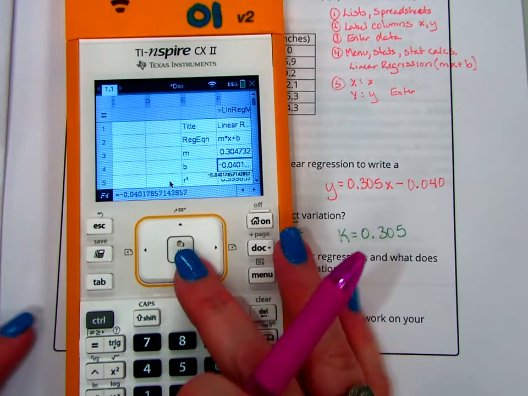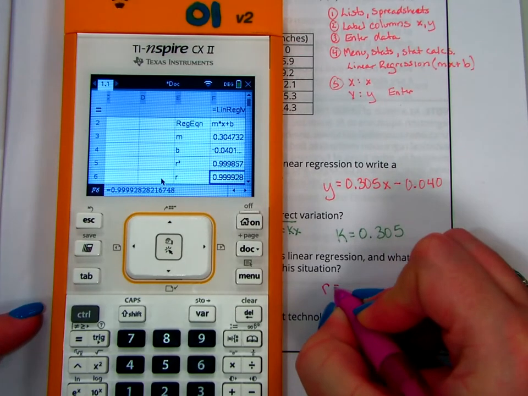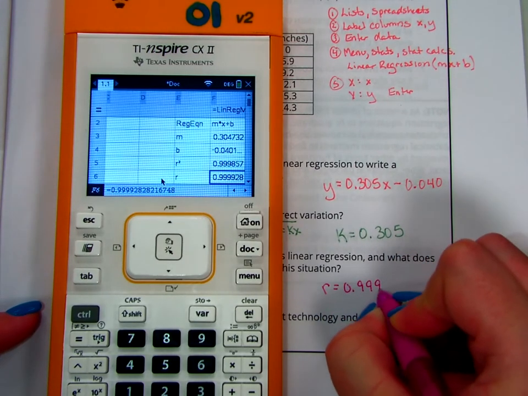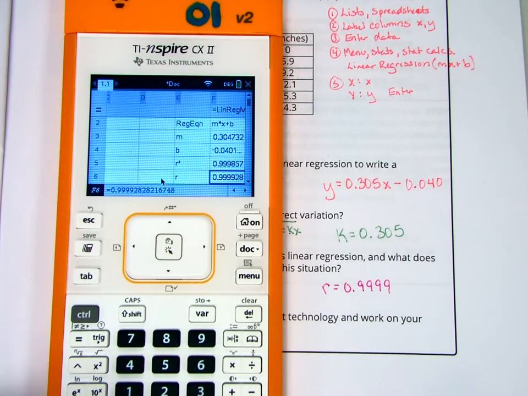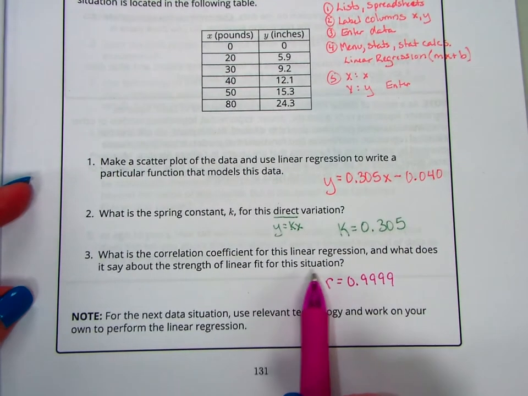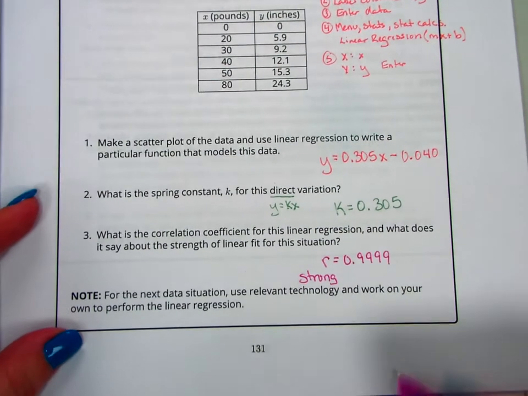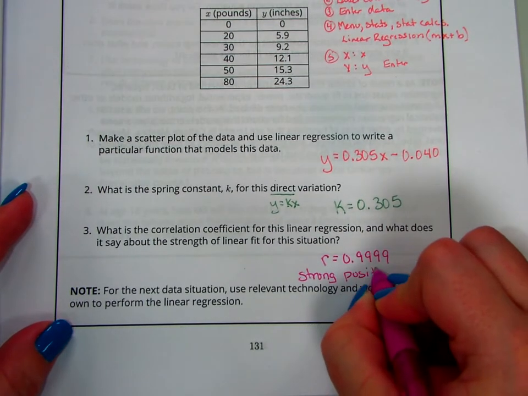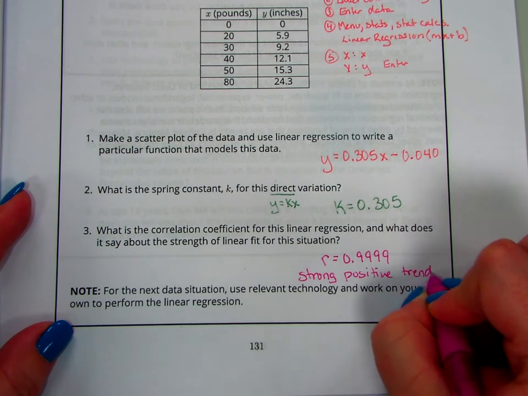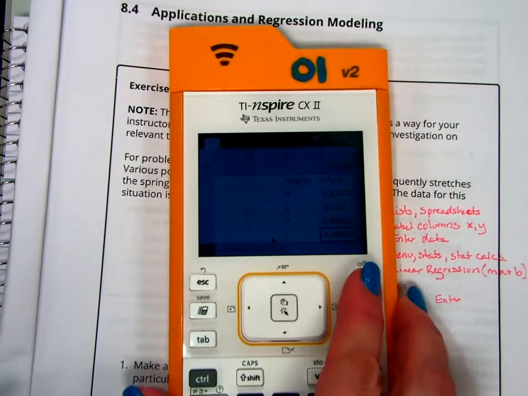So I'm going to go back and look at my calculator, and you see an r squared, but if you scroll one more down, you see the r. And we're going to round this always to 4 decimal places. My r is 0.9999, which is pretty darn close to 1. Okay? So it says, what does this say about the strength of the linear fit for this situation? This tells me it is a strong, because it's real close to 1, positive trend. And if we look at the data as we graphed it, we can see that that looks really linear. Okay, that does look really linear.